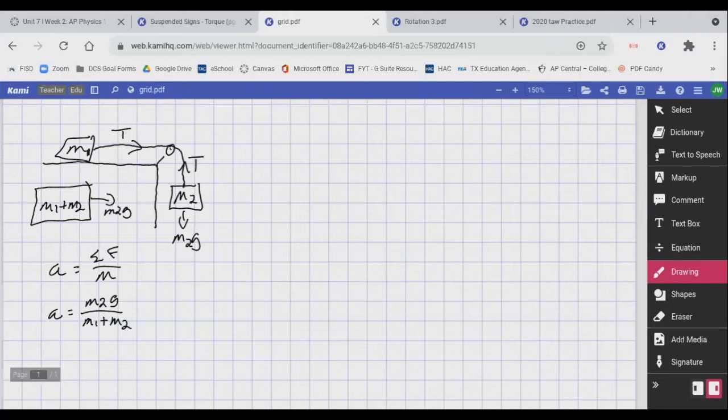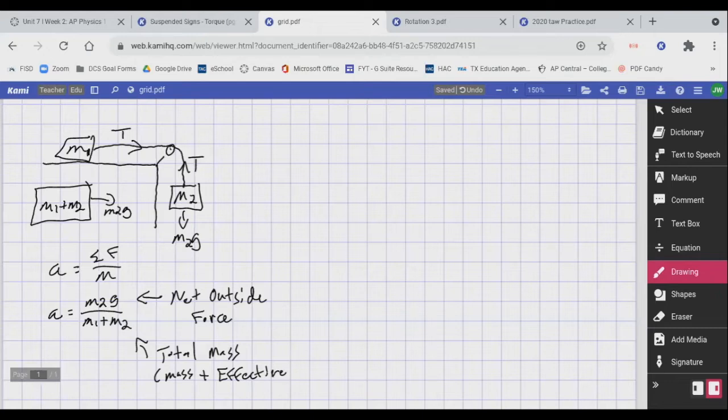The net force here, let's identify this. So M2G, this is net outside force. Where tension is an inside force. And then this is going to be total mass. And I'm going to put in parentheses that this is mass plus effective mass, which doesn't make sense yet, but it will.